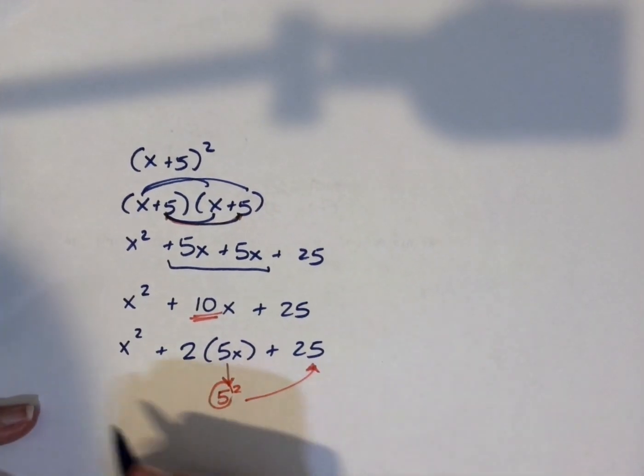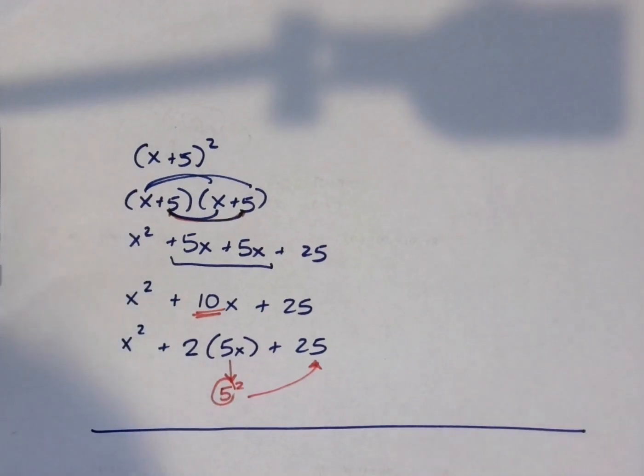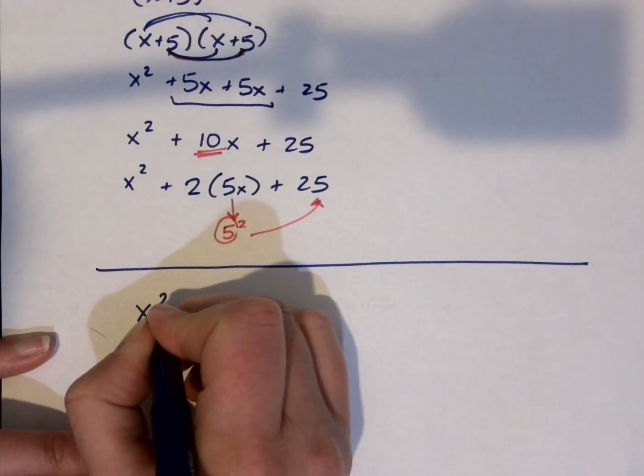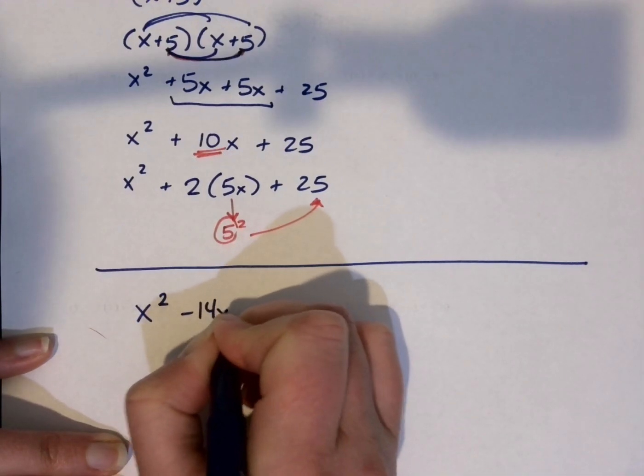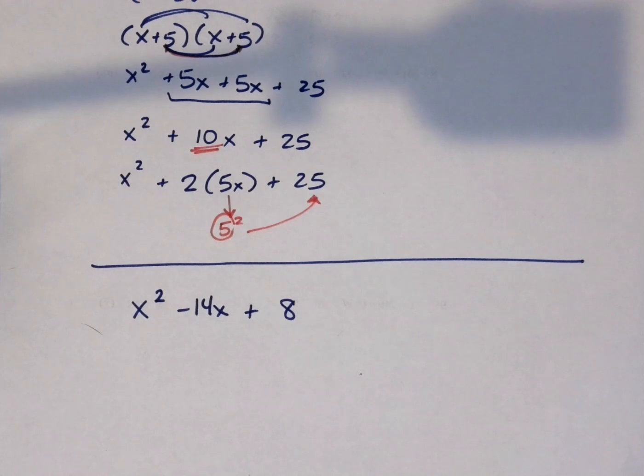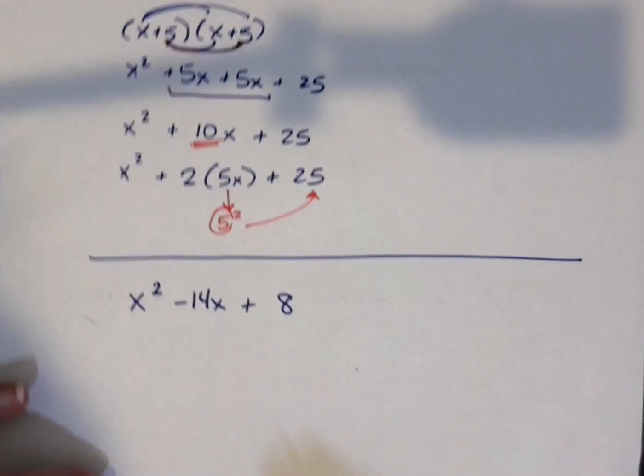Okay, so let's take a look at an example where our goal is to complete the square. I'm going to make this question up. I'm going to start with x squared minus 14x plus 8. I want to complete the square on this. It's not already factorable nor a perfect square.